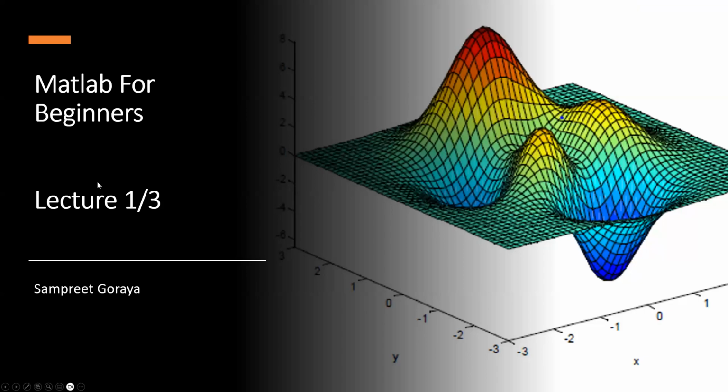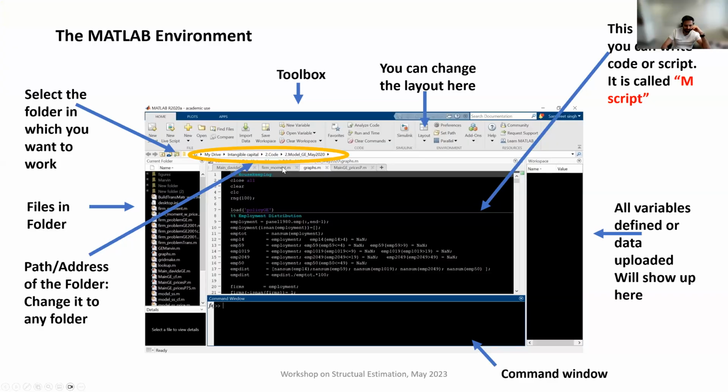Okay. So you see here, you have this yellow oval. It's the address of the folder that is active right now. You can select the folder from this button here, which is kind of a green arrow. There is a toolbox on the top, where you can import data, save work. You can change the layout of this toolbox from the layout section here, whatever you want.